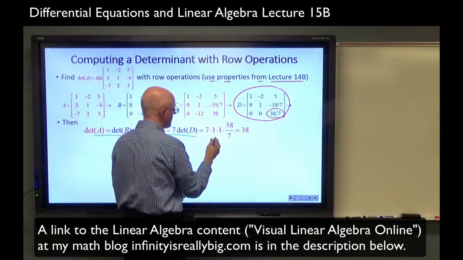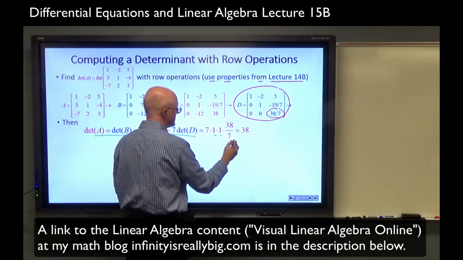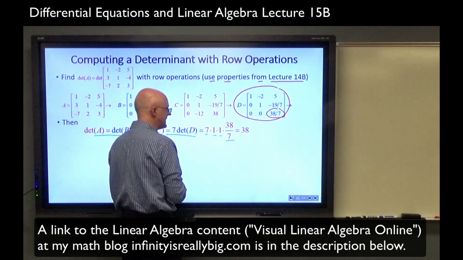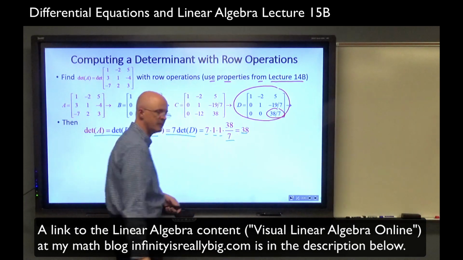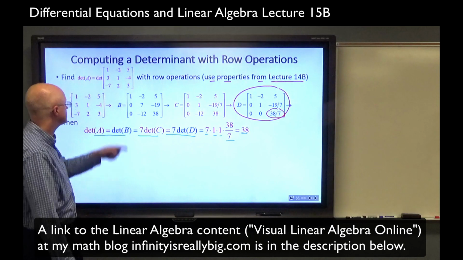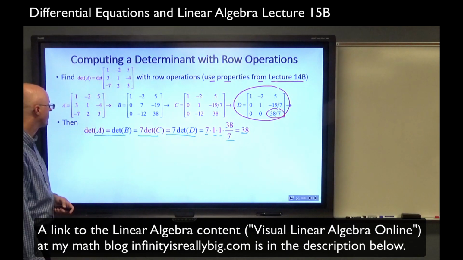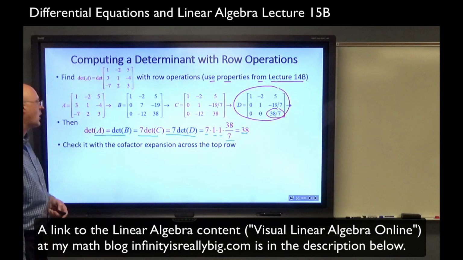So once again, that's upper triangular. Its determinant is 1 times 1 times 38 sevenths, but don't forget to multiply by 7 at the beginning. The 7's cancel, giving you an answer of 38. 38 is the determinant of the original matrix. We can check this with the cofactor expansion across the top row.